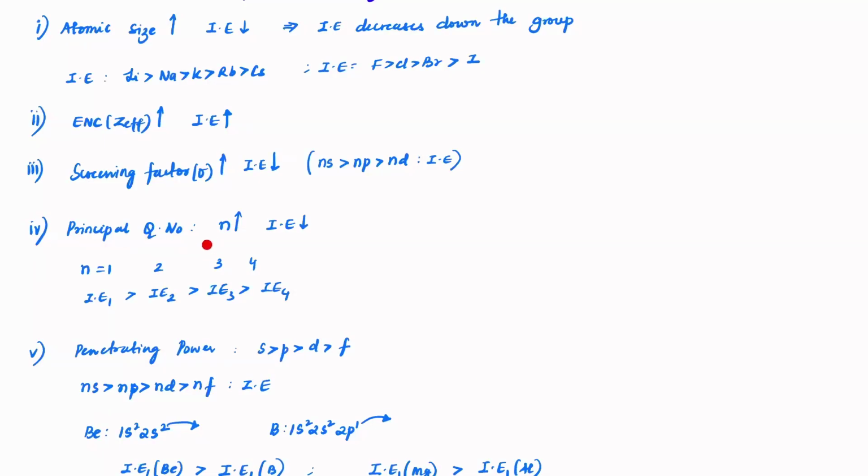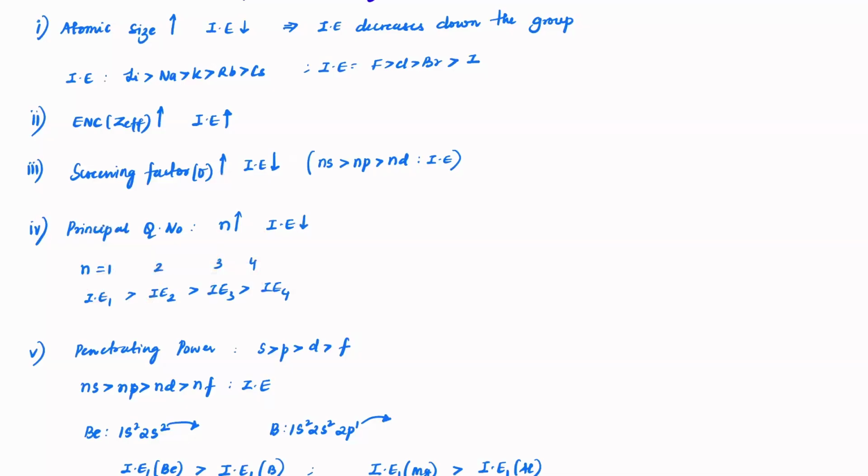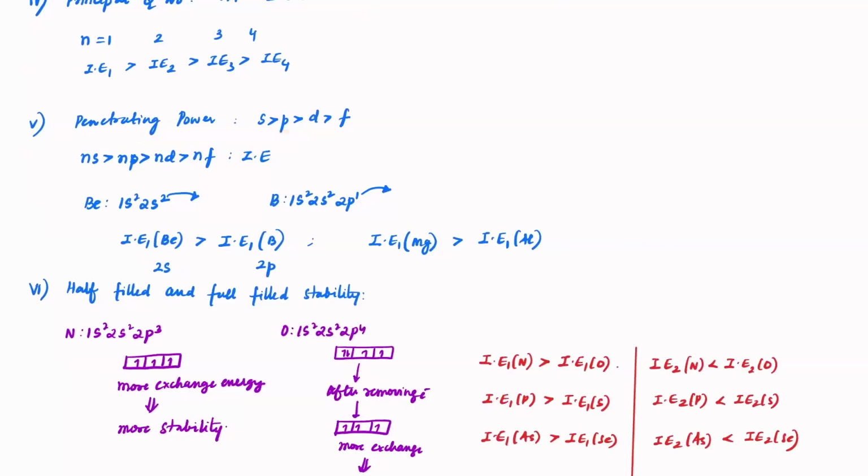The next factor is n. If the n factor, that is the quantum number, increases, then ionization decreases. In short, if you're talking about the first shell, second shell, third shell, and fourth shell, as you go towards the higher shells, the size of the atom is increasing. So naturally, ionization decreases. Next one is penetrating power. If it comes to s, p, d, f, removing an electron from s orbital would be more challenging than p orbital, d orbital, and f orbital.